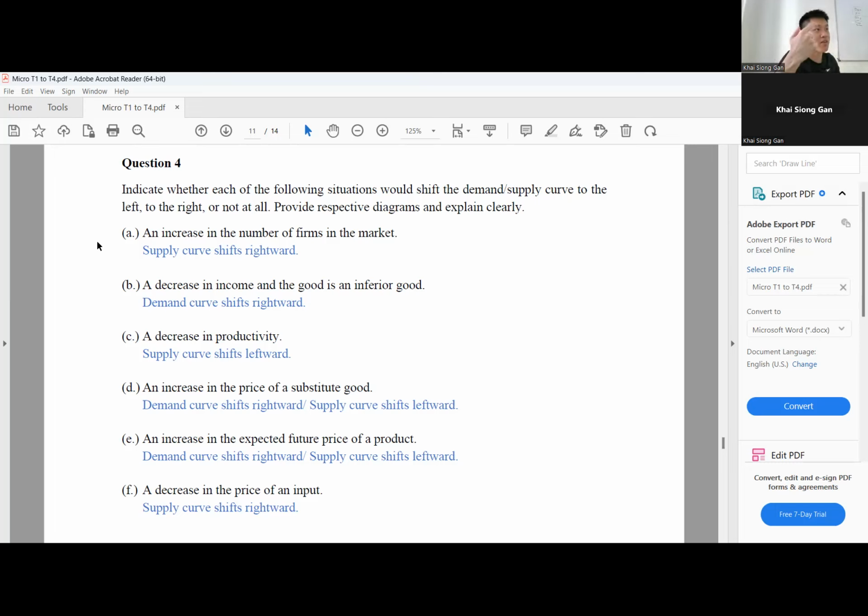Okay, and the last one, a decrease in the price of inputs. Very simple. Inputs means your raw materials, your resources. So when there's a fall in the price of raw materials, it means there's a fall in the cost of production. That means you are able to have a higher profitability. So therefore you will supply more, supply increases. Supply shifts to the right, supply shifts rightwards.